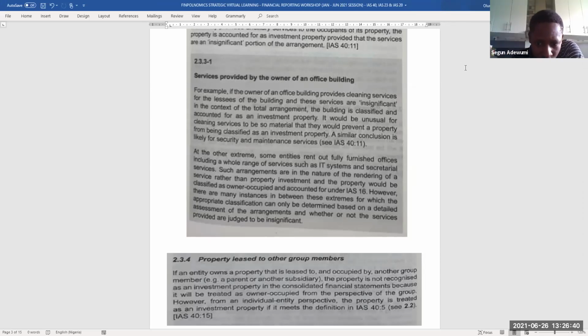Okay, property leased to other group members. If an entity owns a property that is leased to and occupied by another group member, e.g. a parent or another subsidiary, the property is not recognized as an investment property in the consolidated financial statement because it will be treated as owner occupied from the perspective of the group. However, from an individual entity perspective, the property is treated as an investment property if it meets the definition of IAS 40, paragraph 5.